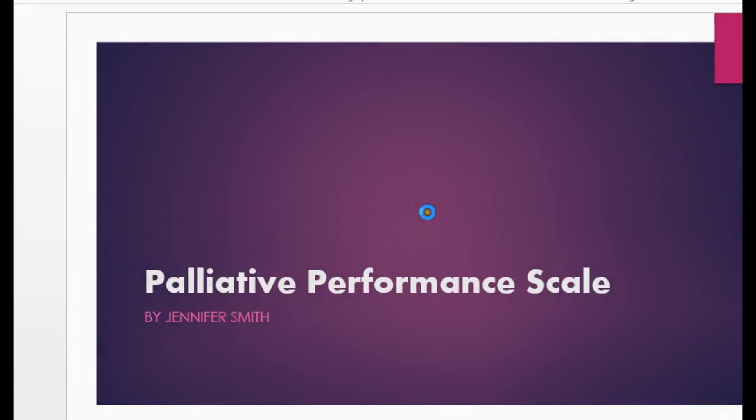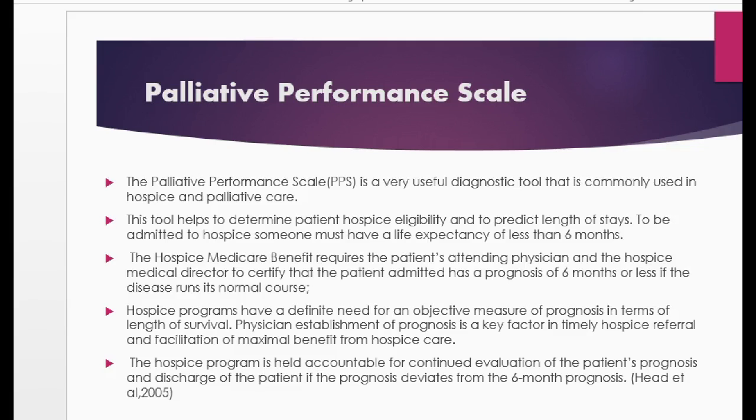Today I'm going to talk about the Palliative Performance Scale by Jennifer Smith. The Palliative Performance Scale is a very useful diagnostic tool that is commonly used in hospice and palliative care. This tool helps to determine patient hospice eligibility and to predict length of stays.